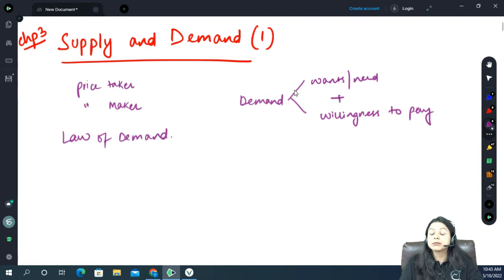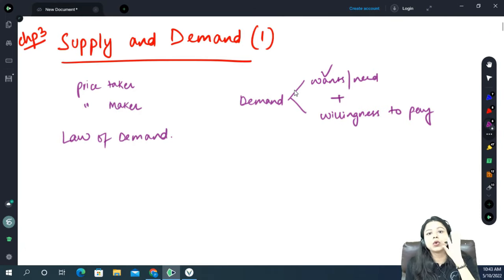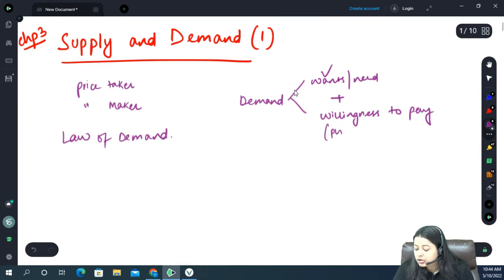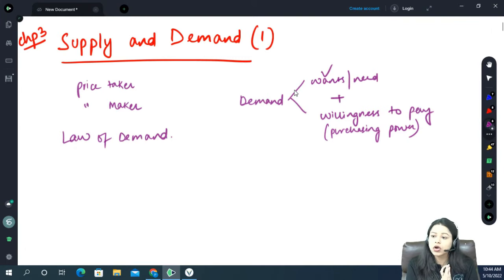Now, my needs, my wants, generally it's always the wants. My wants are unlimited. Maybe I want my own charter plane, for example. But do I have that power or the willingness to pay? No, I don't have the purchasing power to purchase a charter flight, right? So in such a case, it's not called a demand. A demand consists of your want plus your purchasing power to pay for that particular want. Together, that is known as your demand, right?